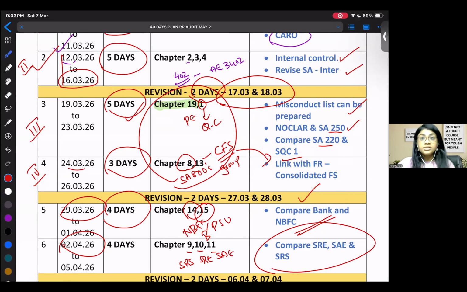In SRS, there are two standards, 4400 and 4410. In SAE, three standards, 3400, 3402, 3420. SRE, two standards, 2400, 2410. Compare. In SRE, you give moderate or limited assurance. In SRS, no assurance. In SAE, it may be reasonable or moderate. So have a proper comparison.